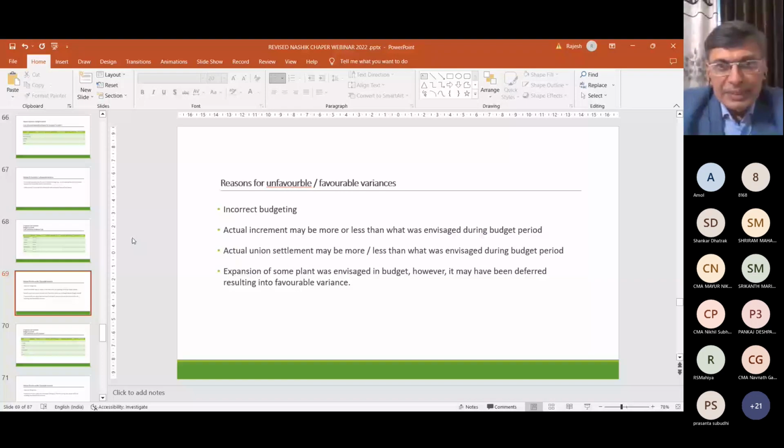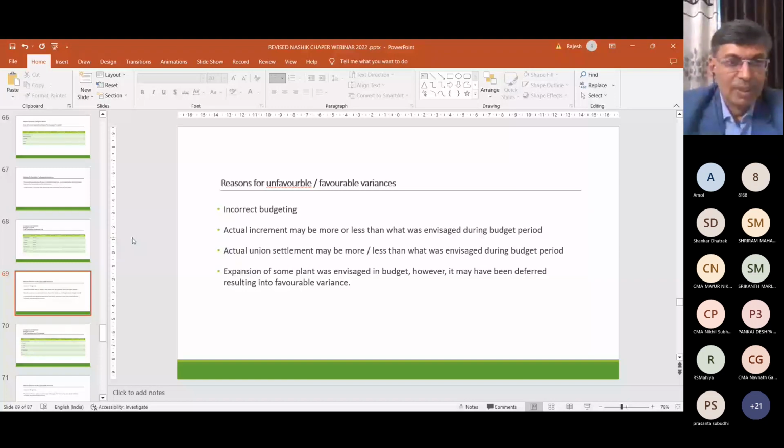Now here it may happen that union or management settlement is due, but HR is not in a position to ascertain how much it will be in terms of value. In that case, it may happen that though the settlement is due, budget is provided with the remark by the HR department that the effect of settlement is not considered.